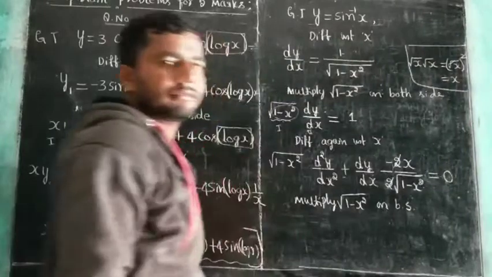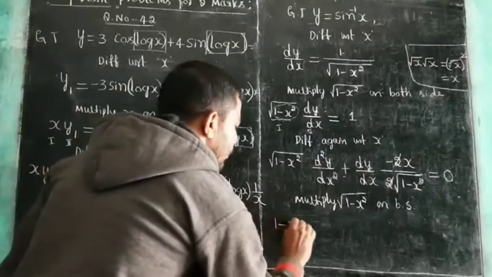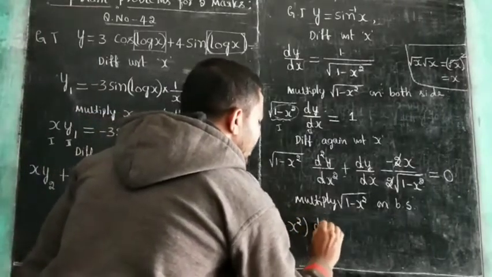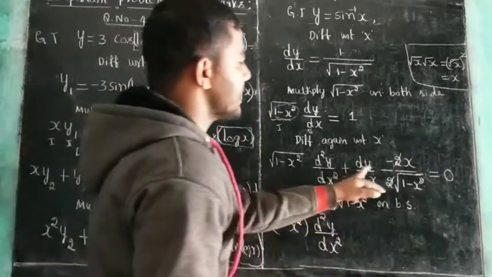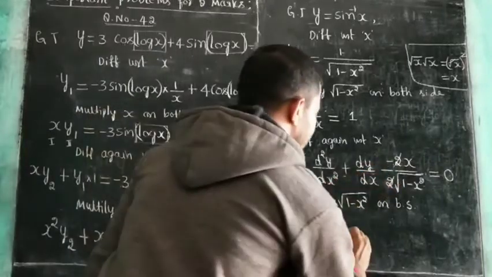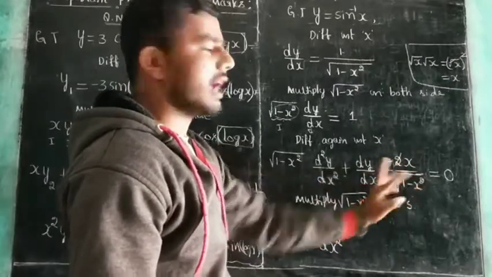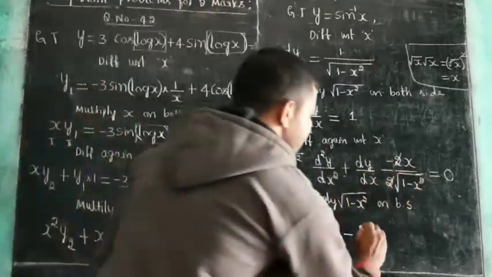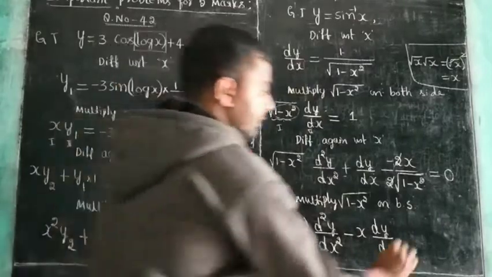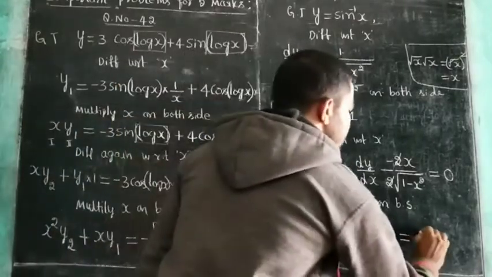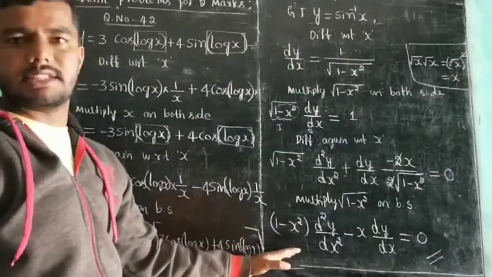In the same way, root of 1 minus x square into root of 1 minus x square becomes 1 minus x square only, into d square y divided by dx square, and plus into minus. Here root of 1 minus x square is multiplied, these two are cancelled, then the value is x into dy divided by dx. That value is equal to 0. Hence we proved the required results.